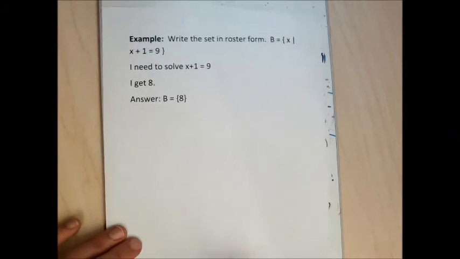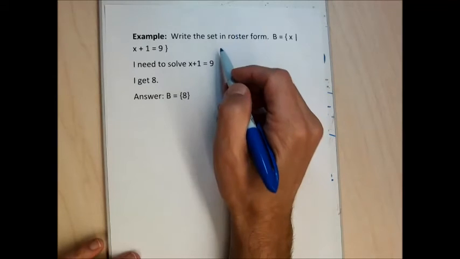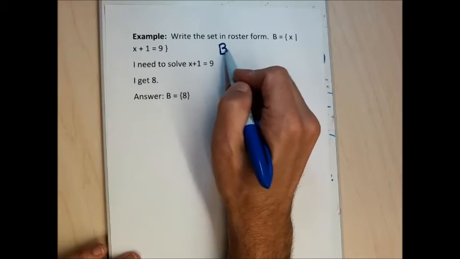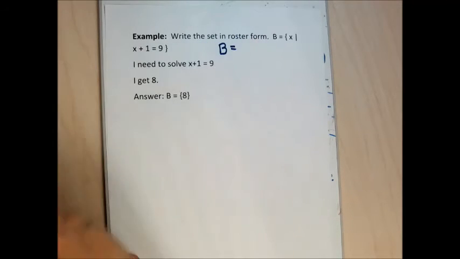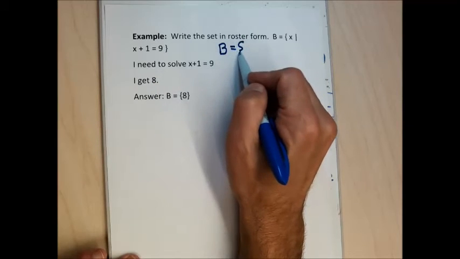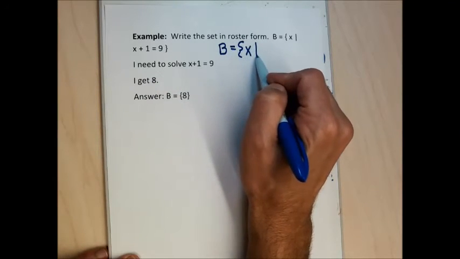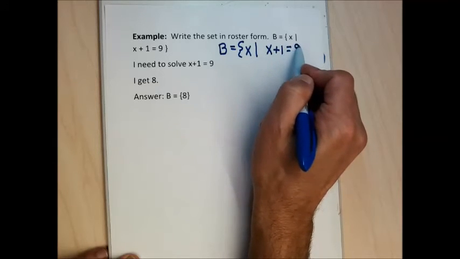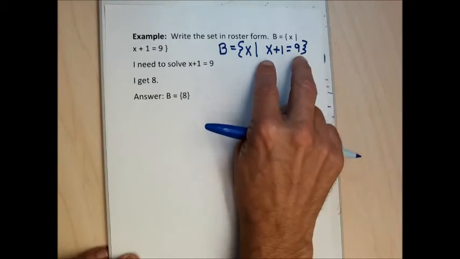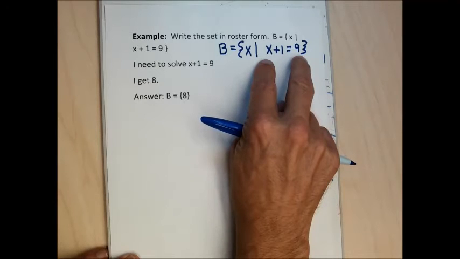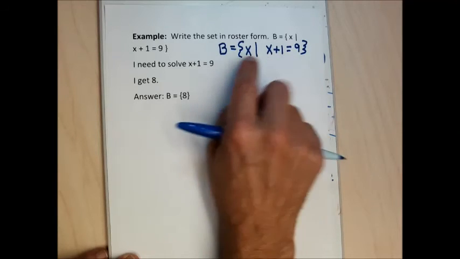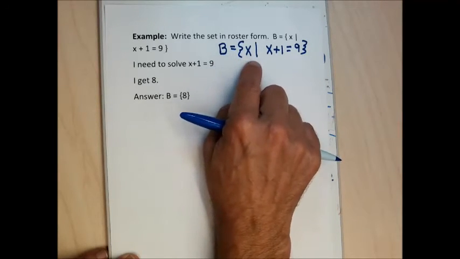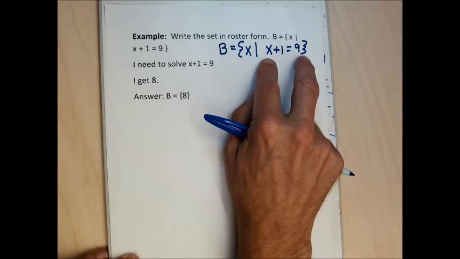The next problem, when I blew it up, it kind of got wacky. So I'm going to say right here, B, I want to write this set in roster form. B is the set of all X with the property that, and then I didn't say anything about natural numbers. I just have a short description after the vertical bar. So I have to figure out what numbers are in set B. B is a set of all X with the property X plus 1 is equal to 9.